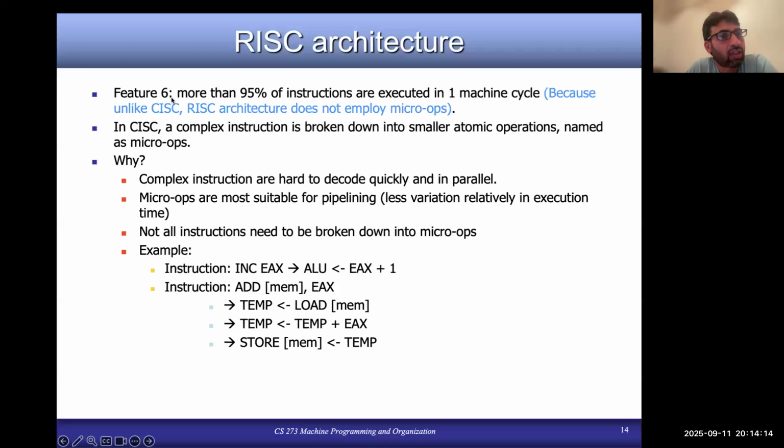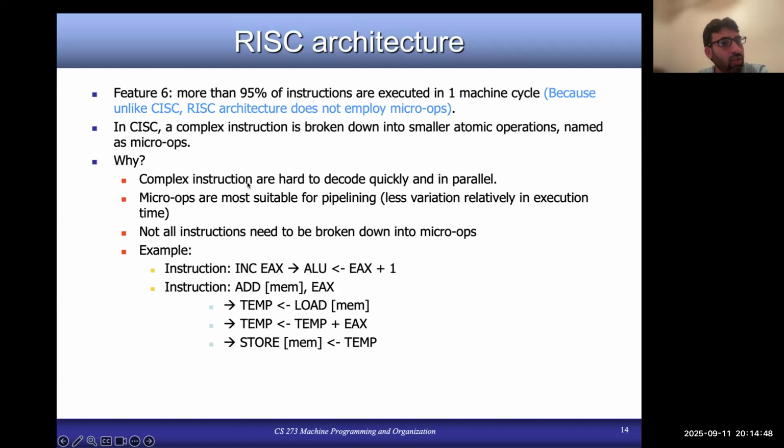In RISC architecture, another feature is that more than 95% of instructions are executed in one machine cycle, because RISC architecture does not imply micro ops. What are micro ops? Micro ops basically means breaking down a complex operation into smaller atomic operations. So in CISC, we break a complex instruction down into smaller atomic operations and name them micro ops.